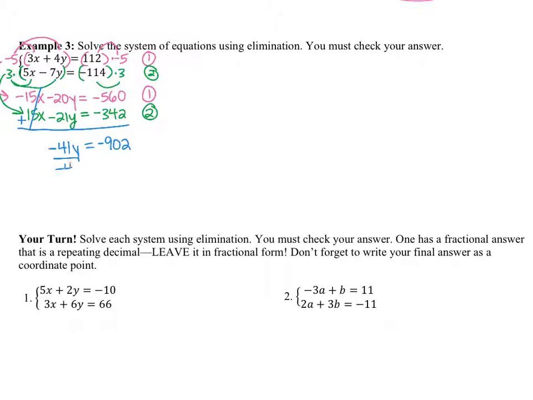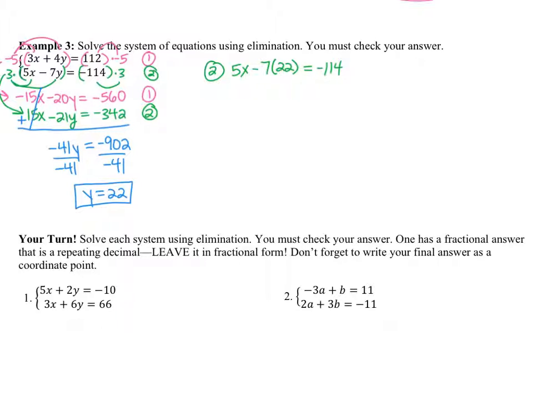Okay, divide each side by negative 41, finish solving. So y is equal to 22. Then we get to pick one of the original equations. Again, don't use these because we could have messed them up. Also, they're bigger. So use one of the original 2 equations. I'm going to use equation 2 this time. So 5x, not y, 5x minus 7 times our y, which is 22, equals negative 114.